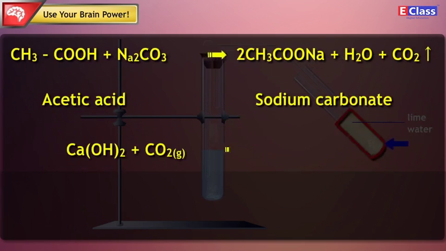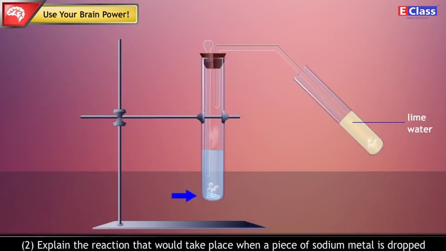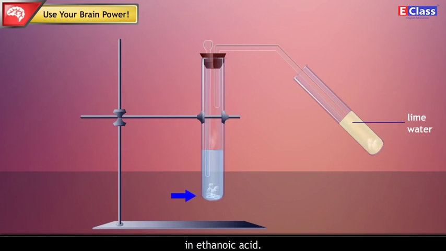Ca(OH)2 plus CO2 gas gives CaCO3 precipitate plus H2O. Lime water turns milky. 2. Explain the reaction that would take place when a piece of sodium metal is dropped in ethanoic acid.